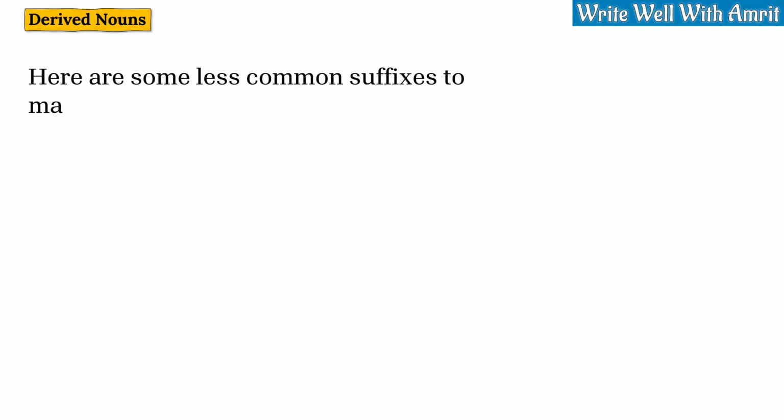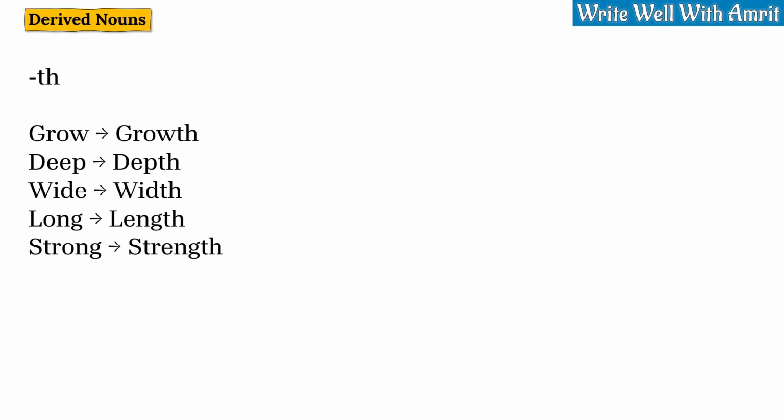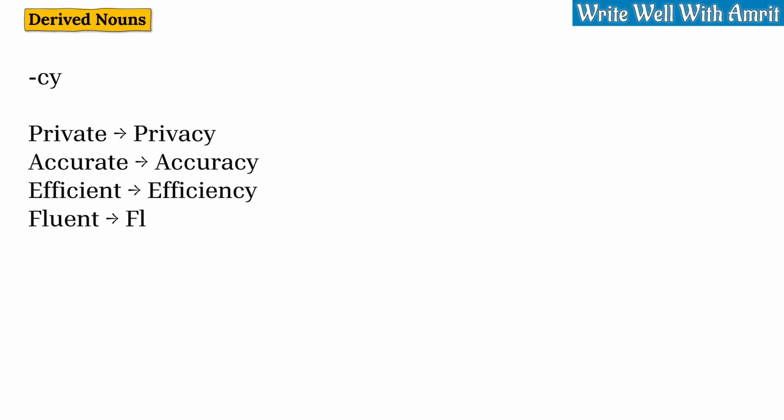Here are some less common suffixes to make derived nouns. Th. Grow becomes growth, deep becomes depth, wide becomes width, long becomes length, and strong becomes strength. Similarly, you can also add cy. Private becomes privacy, accurate becomes accuracy, efficient becomes efficiency, fluent becomes fluency, and frequent becomes frequency.